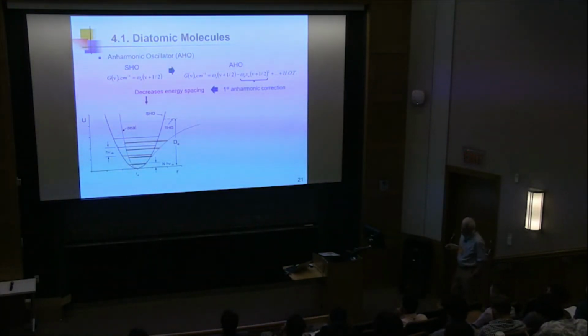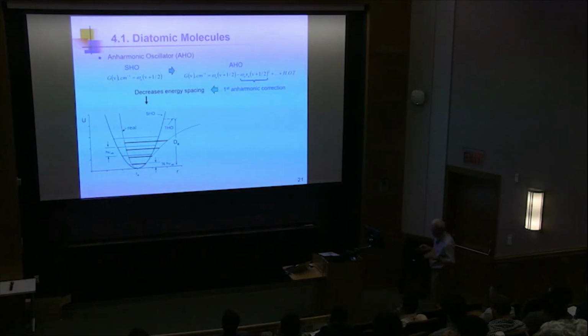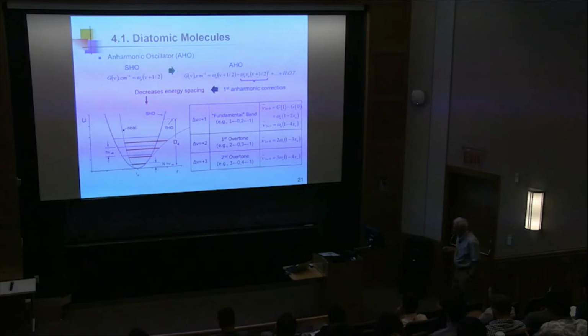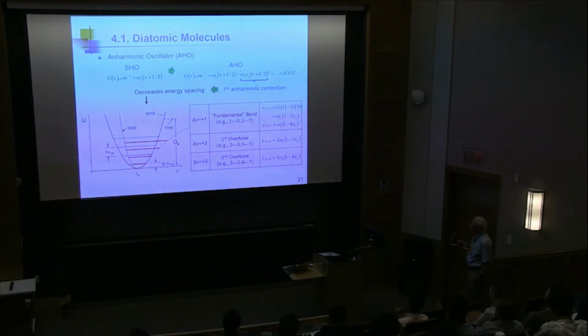The effect of this is to decrease the energy. So as you go up in V, the spacing gets a little bit smaller. In spectroscopy, there's a lot of terminology. All of the transitions with delta V of 1 could be 0 to 1, 1 to 2, 2 to 3. All of them have then energies.